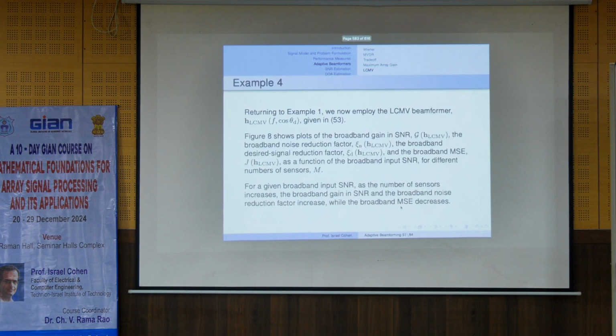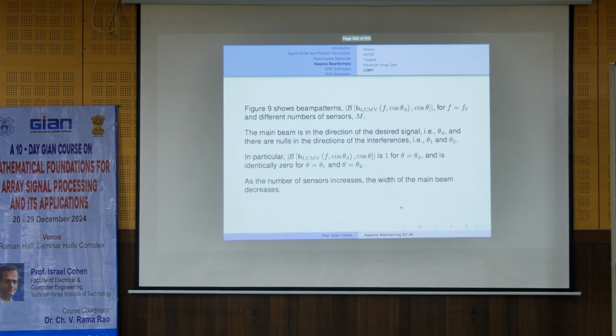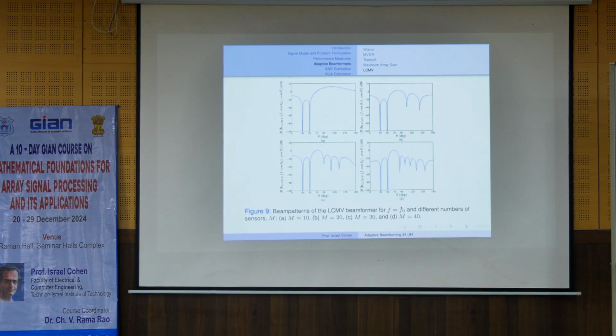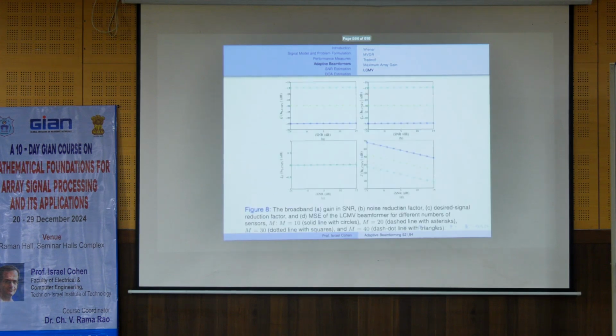Let's see an example. For the same example as before, suppose that we use the LCMV. Let's take a look at the beam patterns. So the beam patterns here, this is for 10 sensors, 20 sensors, 30 sensors, 40 sensors. So the more sensors that we use, we reduce more noise. Let's see it here. Okay? So the more sensors that we use, the noise reduction factor increases. The gain in SNR increases.